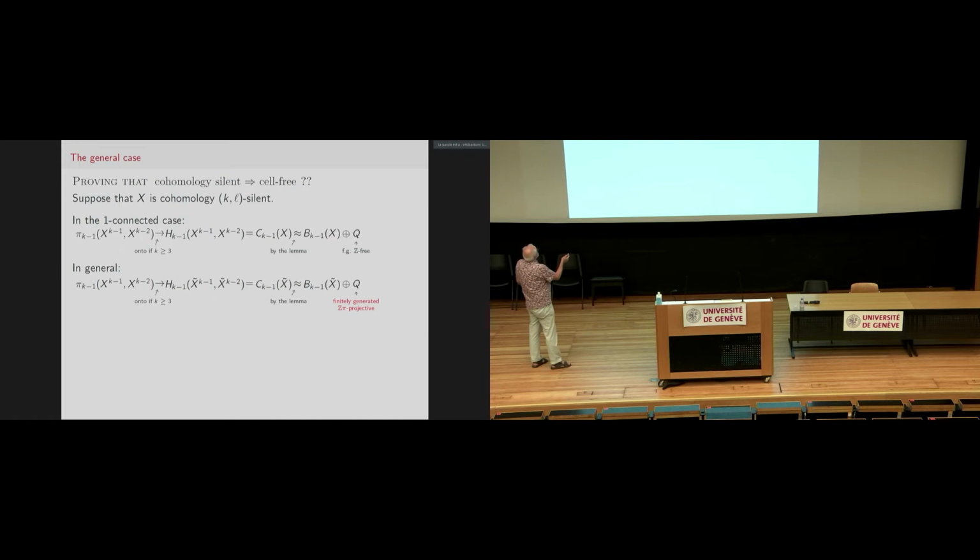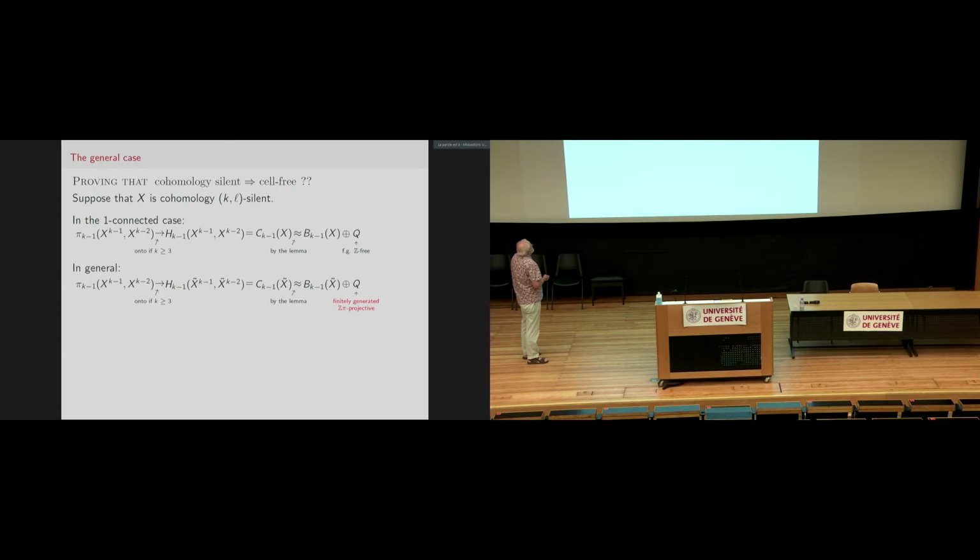We have somehow the same with the universal covering, but this is only finitely generated Z pi projective. So in the simply connected case, we took a basis of Q and attached cells with that basis, and that solved the problem. Here we cannot do that if it is only Z pi projective, but if it is Z pi free, that would be okay. That would be exactly the same proof. We choose a basis and so on.